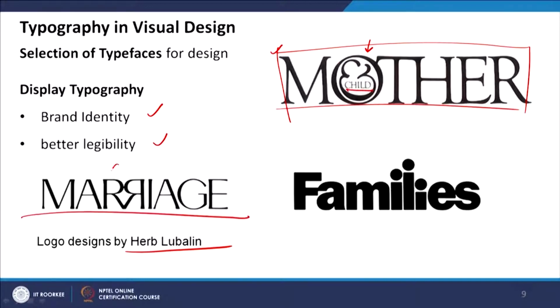And the marriage logo, where the R is reversed to talk about the concept of marriage or the family, where it creates different shapes and sizes of letters, and the L is changed into something which looks like an eye, to create this metaphorical connotation of a family.